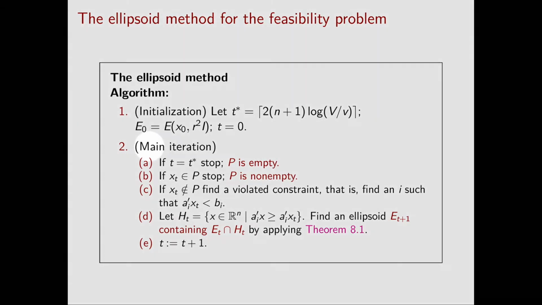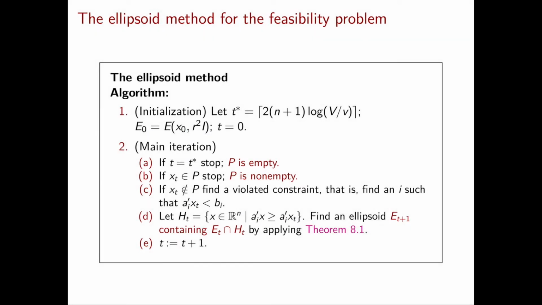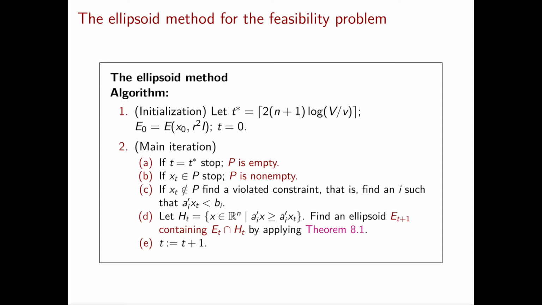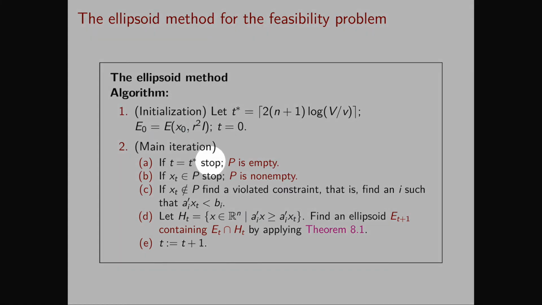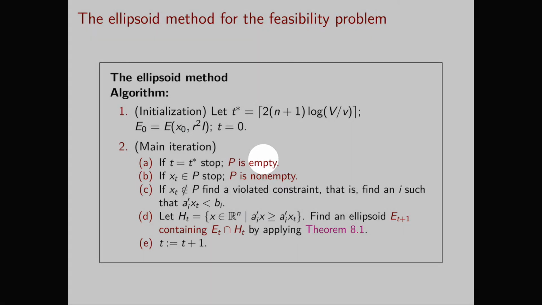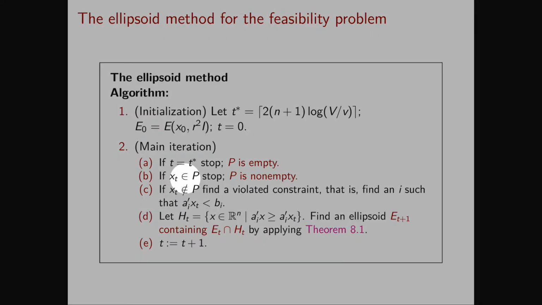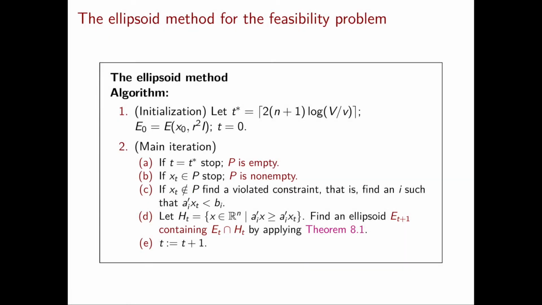Now let's see the main iteration of the ellipsoid method. If t is equal to t*, it means that we have reached the last iteration, and so the algorithm stops and it returns that P is empty. Otherwise, we continue with the next step. If x_t is in the polyhedron, then the algorithm stops, and it returns that P is non-empty. Note that in the very first iteration, x_t is equal to x0, and in general it will be the center of the ellipsoid considered in the iteration.